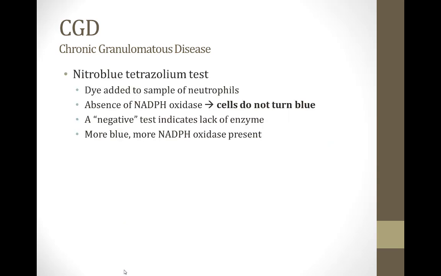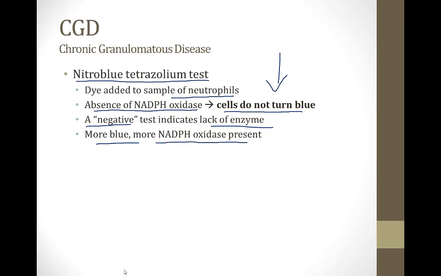There's a screening test for this condition called the nitroblue tetrazolium test. Dye is added to a sample of neutrophils, and in the absence of NADPH oxidase, the cells do not turn blue. It's called a negative test when there's a lack of NADPH enzyme, meaning the cells do not turn blue. More blue means more NADPH oxidase present, which is what you see in a normal person.